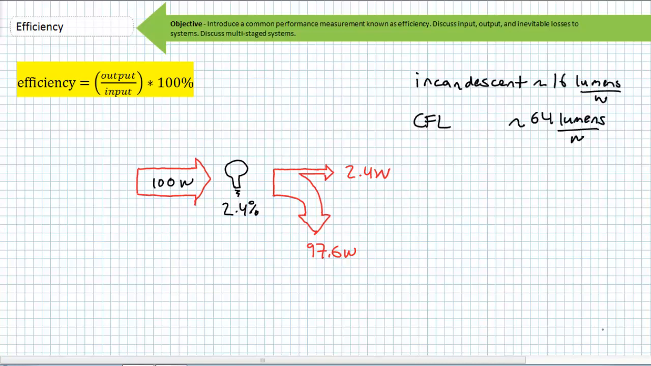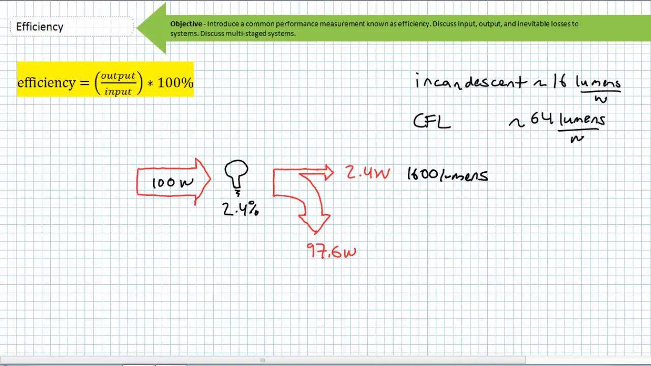Here's some real figures. For every watt an incandescent bulb consumes, it outputs 16 lumens. For every watt a compact fluorescent light bulb, or a CFL, consumes, it outputs 64 lumens. Therefore, a 100 watt light bulb produces 1,600 lumens of light. I don't want to go into physics about light, but let's just say 1,600 lumens is 2.4 watts of radiant power. This is kind of inaccurate, but just go with it for the purposes of our discussion.